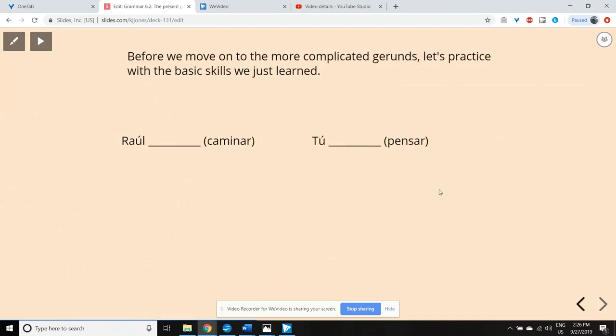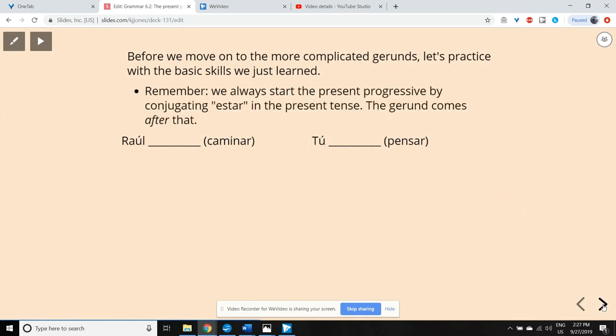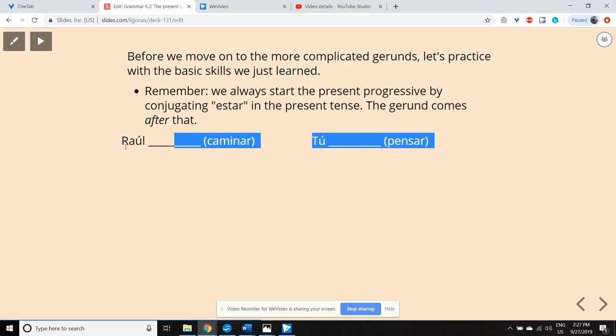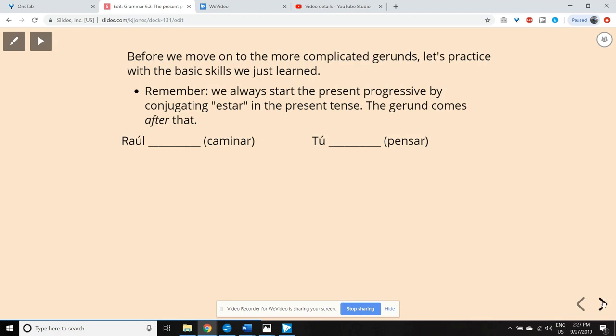All right, so before we move on to the more complicated gerunds, because they do exist, let's practice with the basic skills we just learned. Remember, we always start the present progressive by conjugating the verb estar in the present tense. The gerund comes after we do that. So if we want to give the present progressive of caminar for the subject, Raúl, here's what we do. First, we're going to conjugate estar to agree with that subject. Raúl is a singular noun. Our verb conjugates third person singular. Está. Done.